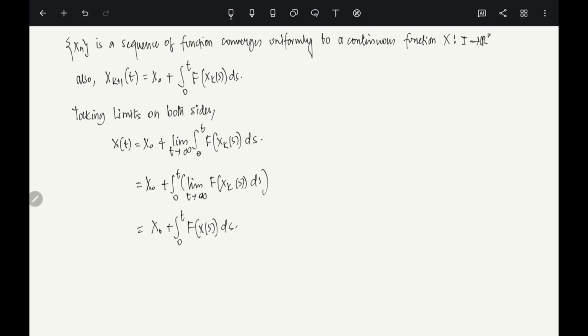Clear? So therefore, what do we have? We have found an x from I to O, okay, which satisfies the integral form of the differential equation, right? Okay. So what does it say? It says that it is a solution of the equation and hence x is in C1. Here, so we actually got the existence of a solution, at least one solution.